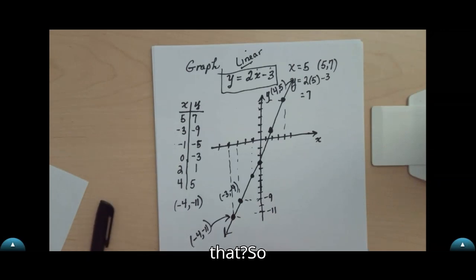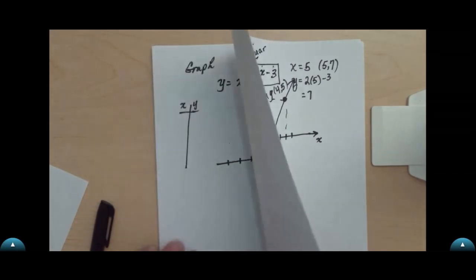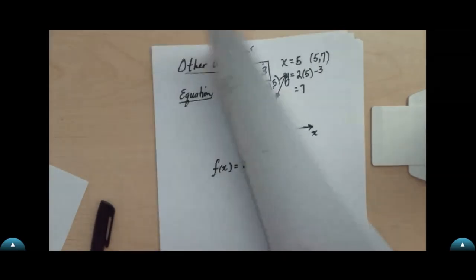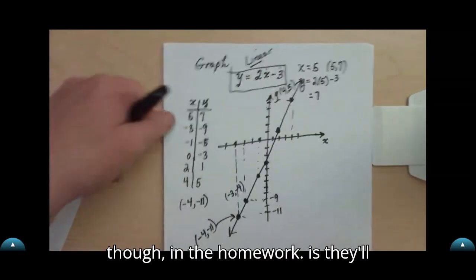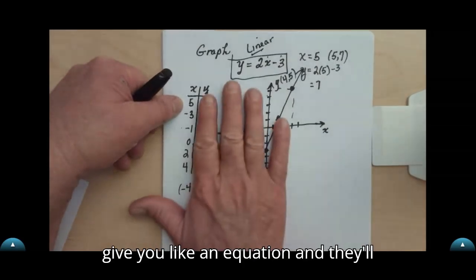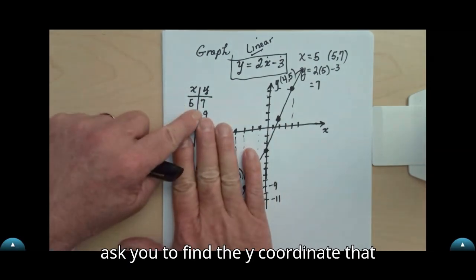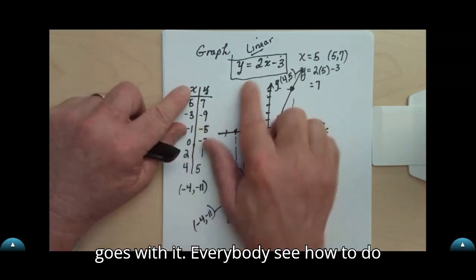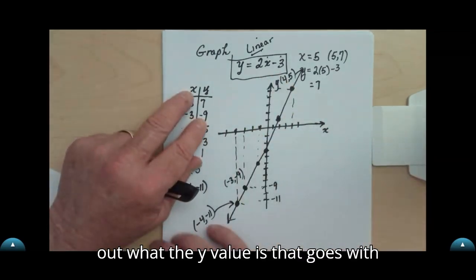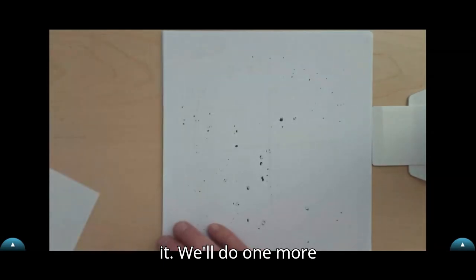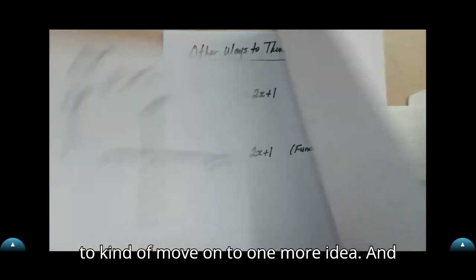Everybody see that? So let's see what we got here. This is one of the things they do in the homework, is they'll give you an equation, and they'll just give you an x coordinate, and they'll ask you to find the y coordinate that goes with it. Everybody see how to do that? Just plug that x value in and find out what the y value is that goes with it. We'll do one more similar one to that, and then we're going to move on to one more idea.